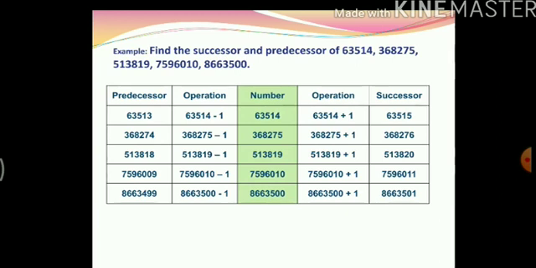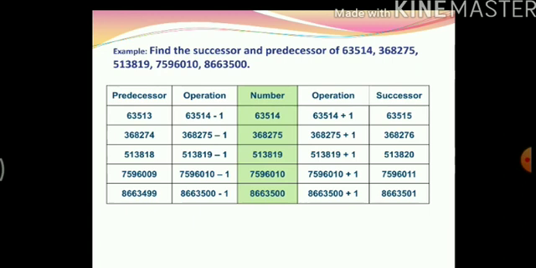On the left hand side I have subtracted 1 from the numbers, and on the extreme left I have the answers of all the predecessors. Have a look at the numbers one by one. The first number is 63,514. So the successor is 63,515 and the predecessor is 63,513.